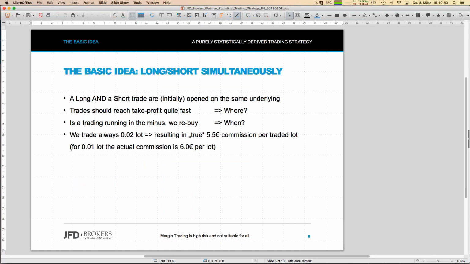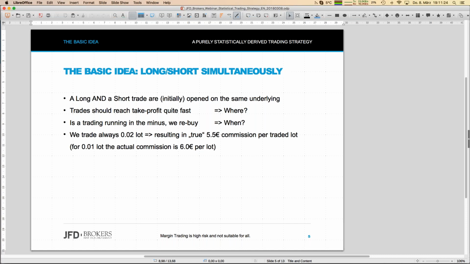So as I mentioned, when we start any underlying, we open two trades, a long and a short trade, on the same underlying. So now we have two basic questions. Trades need a take profit, and we need that number. So we have to calculate. In this case, we really have to calculate that kind of number. I will show you on what basis we are doing that calculation.